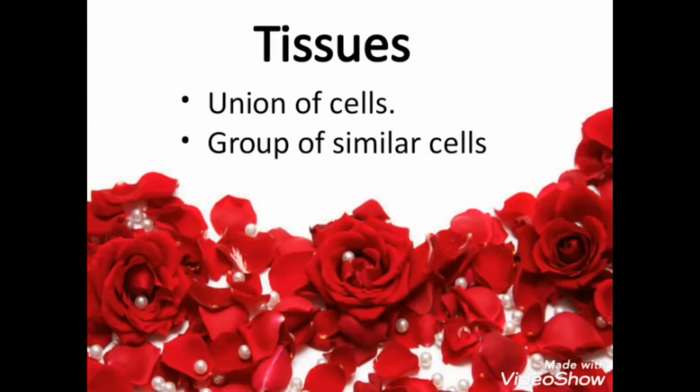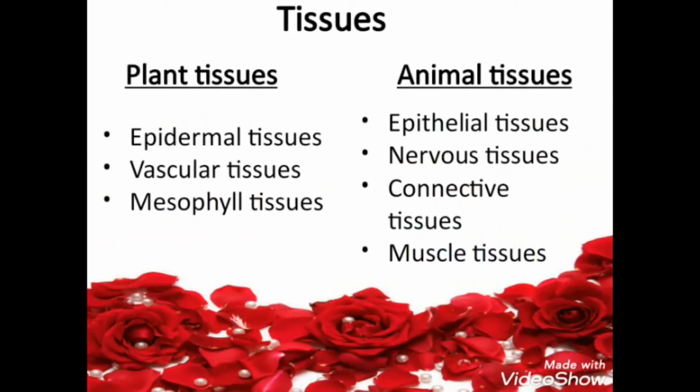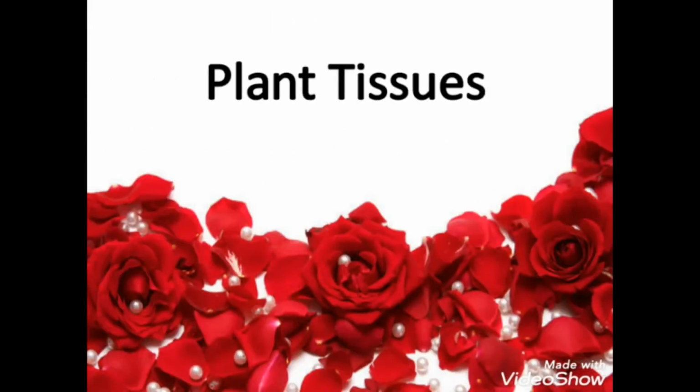Our next topic is tissue. Tissue is a union of cells. When different similar cells join together, they form tissues. There are many different types of tissues in an organism that help them to survive. Plant tissues and animal tissues. Plant tissues include epidermal tissues, vascular tissues, and mesophyll tissues. In animal tissues, epithelial tissues, nervous tissues, connective tissues, and muscle tissues are present. Let us discuss plant tissue first.